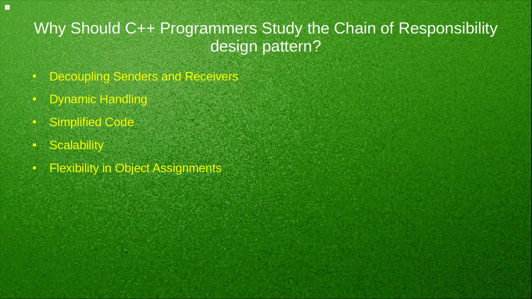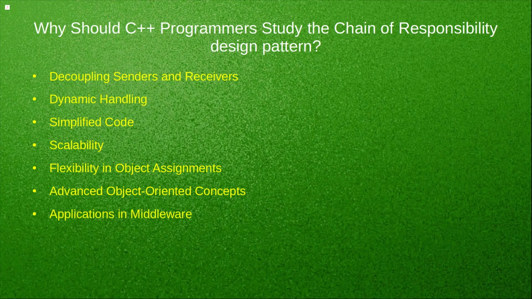Flexibility and object assignments. In situations where the handler for a specific request might change at runtime or where there's a need for a dynamic determination of handlers, this pattern proves invaluable. Advanced object-oriented concepts. The Chain of Responsibility relies on object-oriented principles like loose coupling and delegation. For C++ programmers, mastering such patterns can deepen their understanding of how to design effective, modular, and extensible OOP architecture.